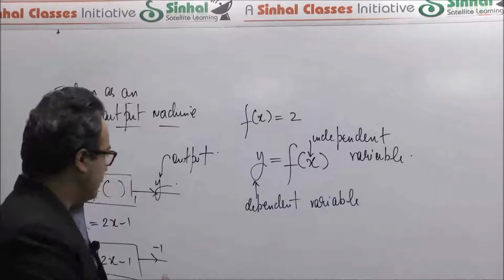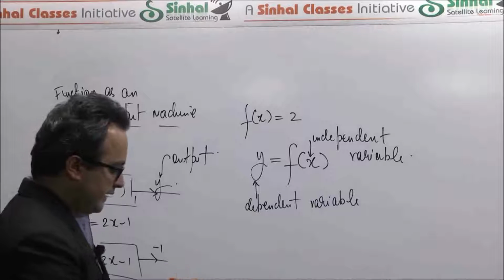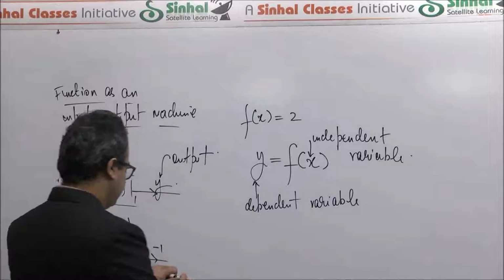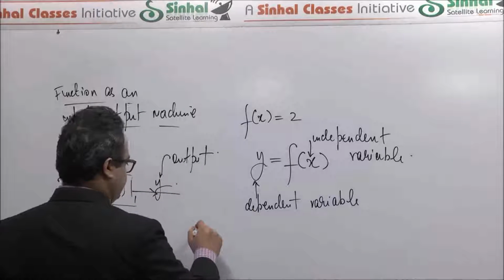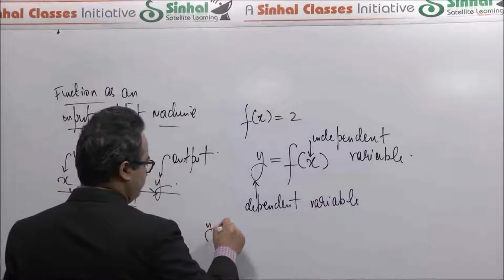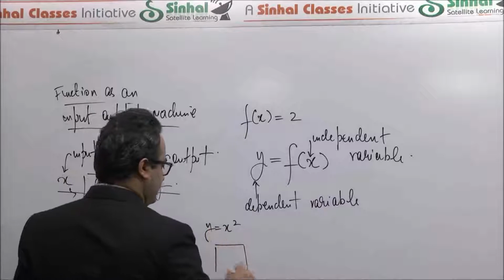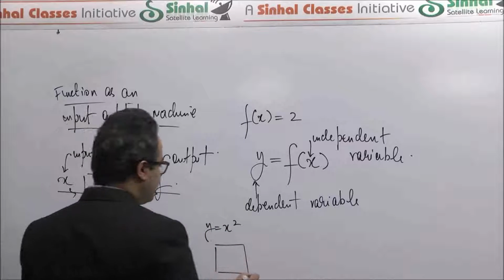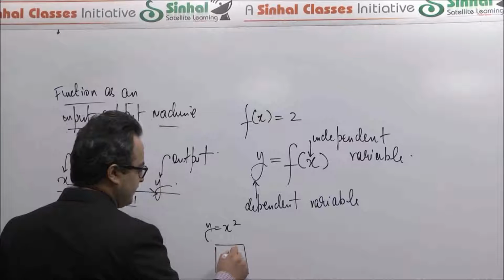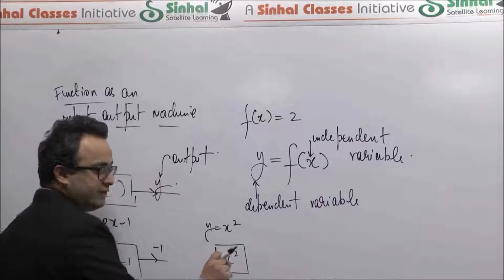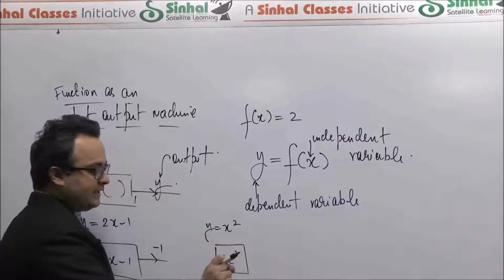Right? If I look at the example of y equal to x square, in case of y equal to x square, this basic condition is of course getting satisfied: for one specific value of x, you'll obviously get exactly one specific value for y.